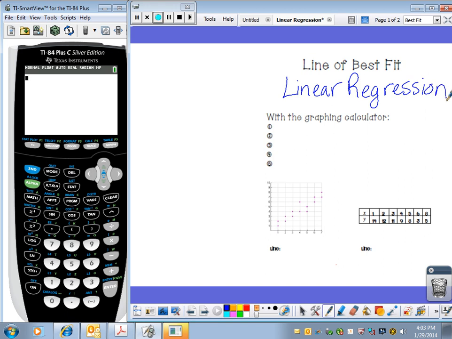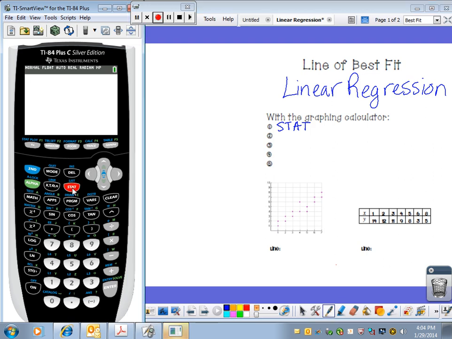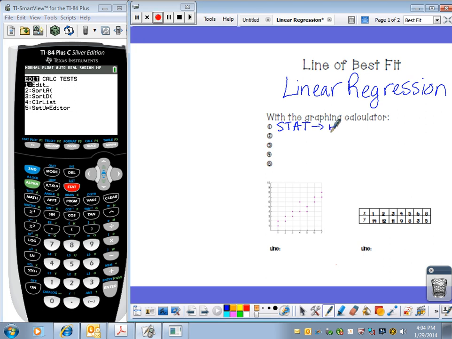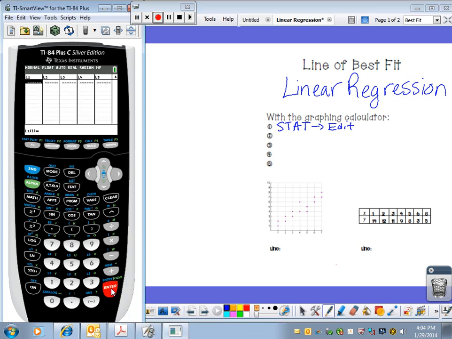There's a few steps you need to perform in order to do this in your calculator. First, we're going to take a look at your data, and we're going to use this graph right here to do our first example. You take a look at your data, and you want to enter it in your calculator under Stat. I go to my graphing calculator, press Stat, and choose Edit. Okay, so I'm going to click 1, Enter.